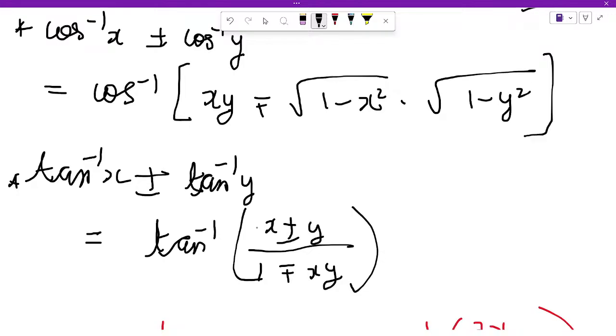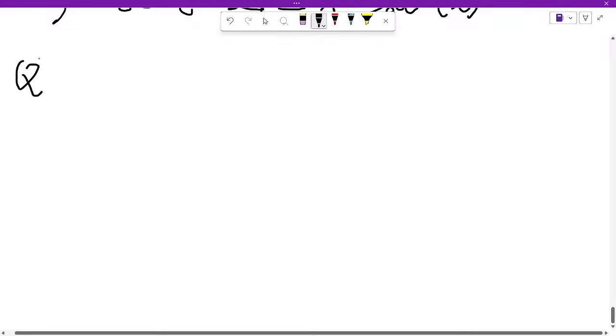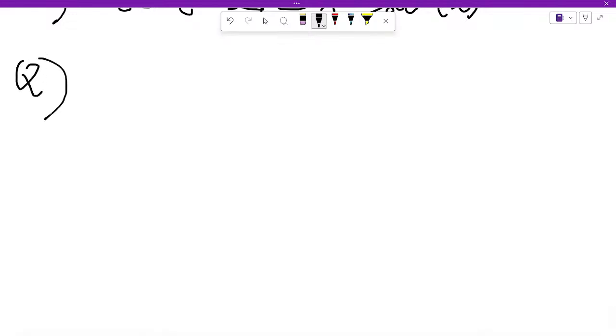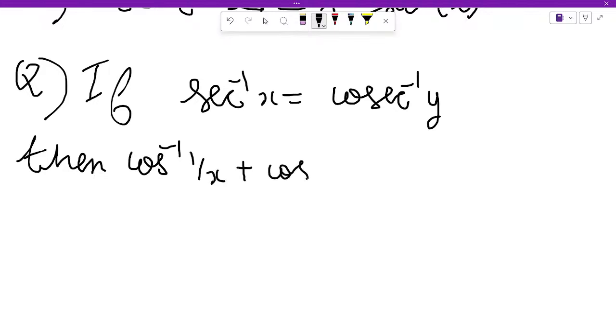Now let us do some questions for this chapter. This question has been asked in JEE 10 times. For the past 10 years, it has been asked continuously in different shifts. The question is: if sec inverse x equals cosec inverse y, then cos inverse 1 by x plus cos inverse 1 by y is. It's a very simple question.